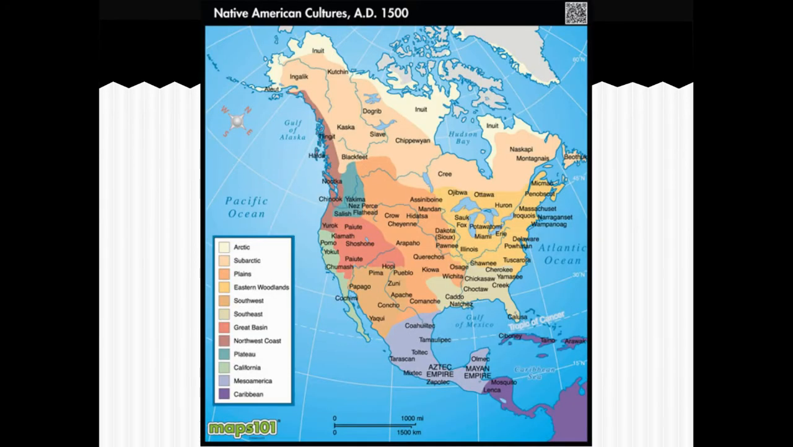Here is an example of the different regions that exist. And we're primarily going to be looking at the plains, the eastern woodlands, the southwest, and the Great Basin areas, as well as the northwest coast.